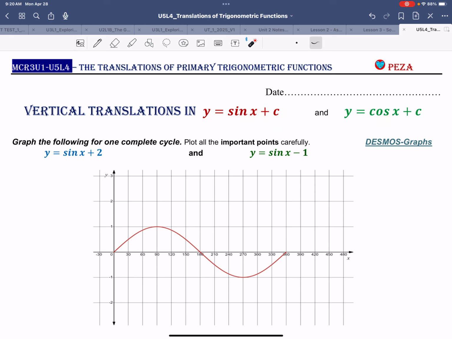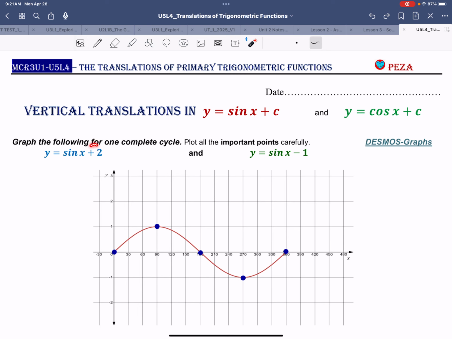So let's take a look at our first examples. y equals sine of x plus 2 and y equals sine of x minus 1. The graph you see here on the grid is the graph of the basic sine function, y equals sine of x. And on the same grid, we will be drawing the graphs of y equals sine x plus 2 and y equals sine of x minus 1. Now recall that whenever we draw graphs of trigonometric functions, we focus on the 5 important points, and these are the 3 x-intercepts for the sine function, the maximum and the minimum.